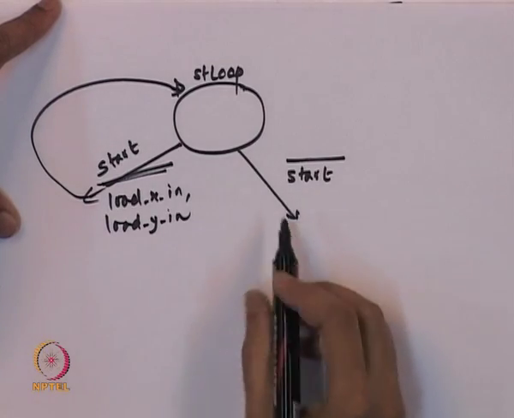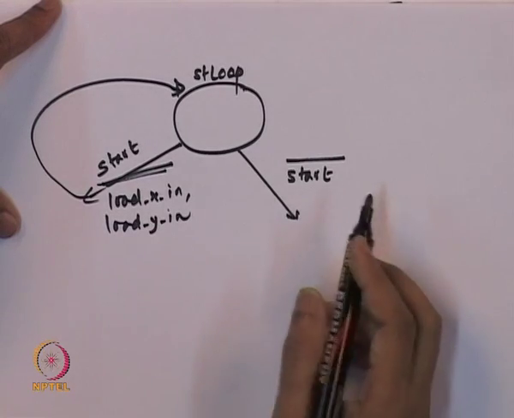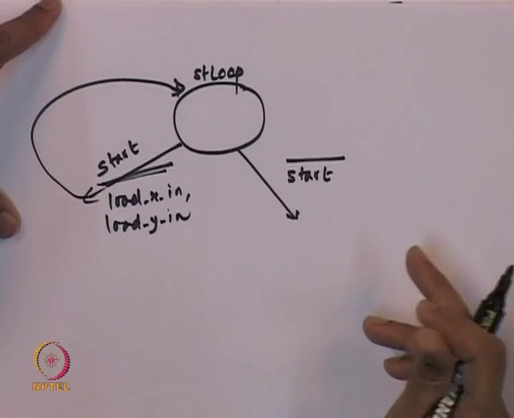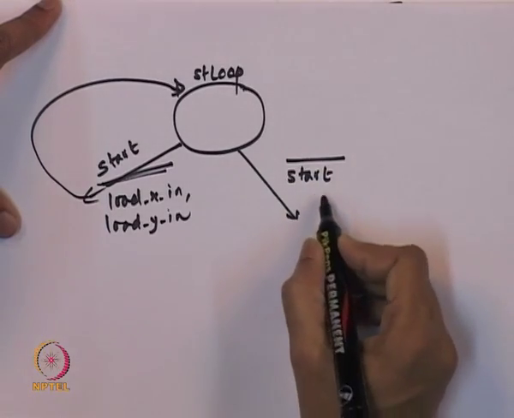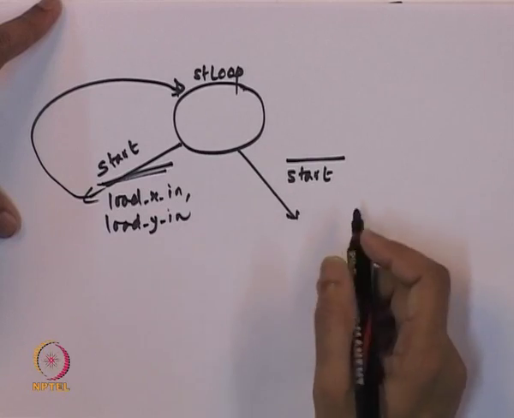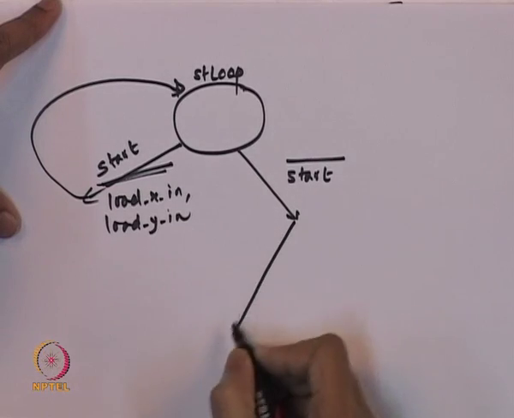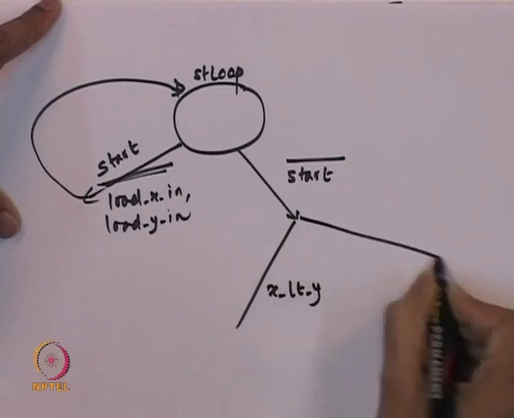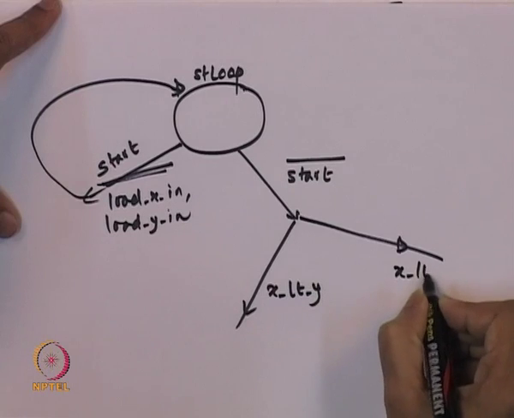On the other hand, when the start signal is found to be deasserted, the situation is that we are already inside a computational loop, and we should be doing things based on the status input from the comparator. The status input from the comparator says X is less than Y, or it could tell us that X is not less than Y.